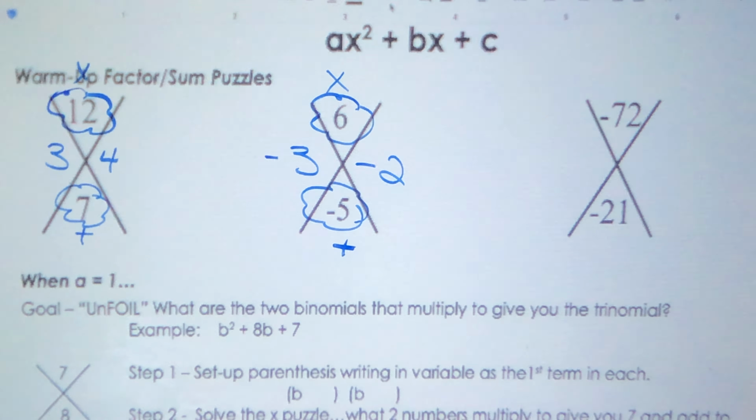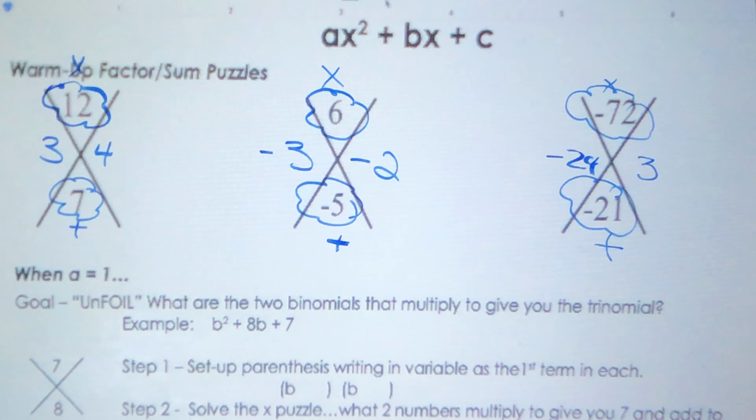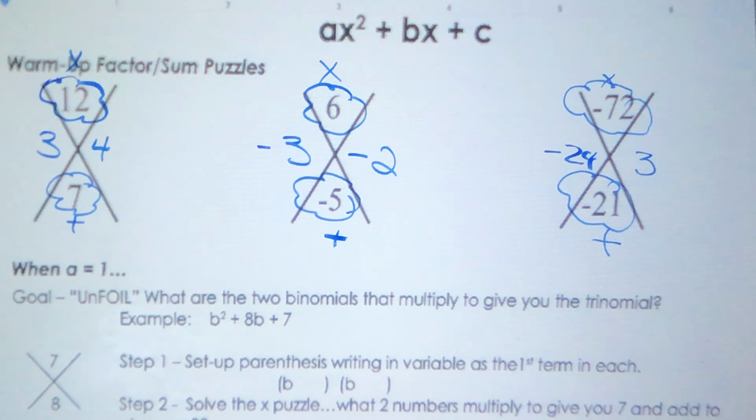And then for our last example, we want to multiply to get negative 72 and add to get negative 21. So one is going to be a negative number, the other one is going to be a positive number. And our larger number is going to have to be negative so that we get a negative sum. So those two numbers would be negative 21 and positive 3. So that's how you're going to be thinking when you're actually factoring trinomials. And I'll show you how this puzzle will help.